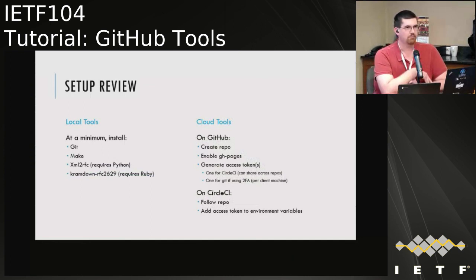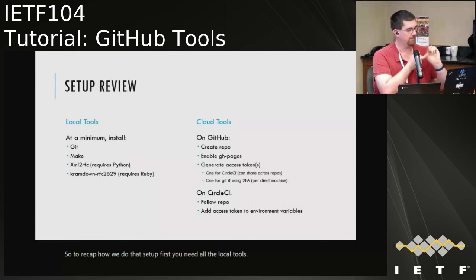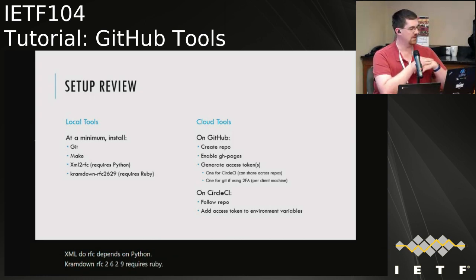So to recap how we do that setup, first you need all the local tools. You have to have Git and make for the template to work. xml2rfc depends on Python. kramdown-rfc2629 requires Ruby, and those can be installed with their appropriate handlers.